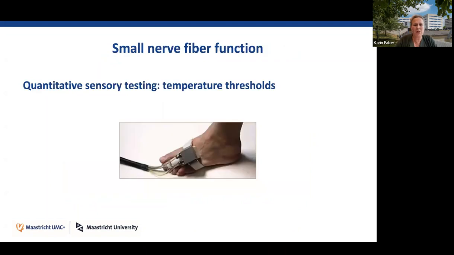What we also do is using quantitative sensory testing and especially temperature thresholds. This can be helpful to determine the function of the small nerve fibers, as these play a role specifically in temperature sensation. Because this test is not specific, it needs to be judged in the context of the clinical picture, and you cannot use it as a diagnostic test on its own. And that's very important to realize.